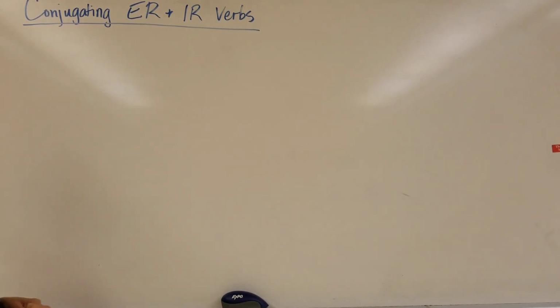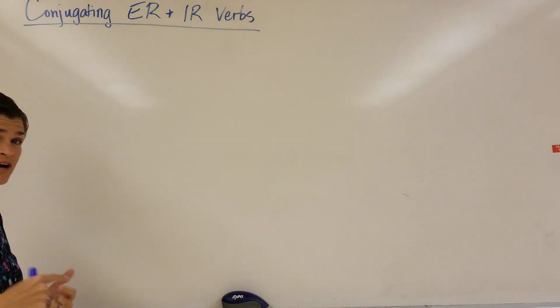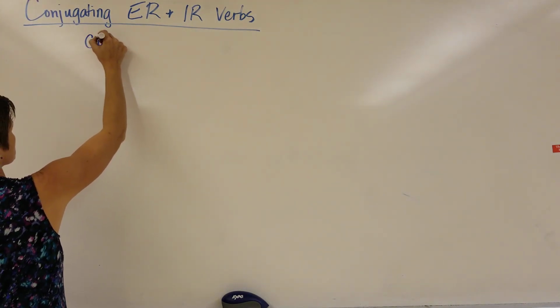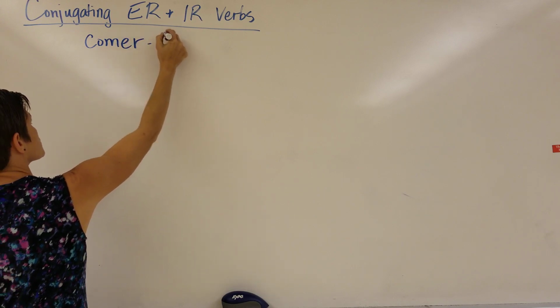In Chapter 3A of Spanish 1, we learned how to conjugate ER and IR verbs. We already learned AR verbs, so now we're going to learn ER and IR verbs. Okay, comer means to eat.